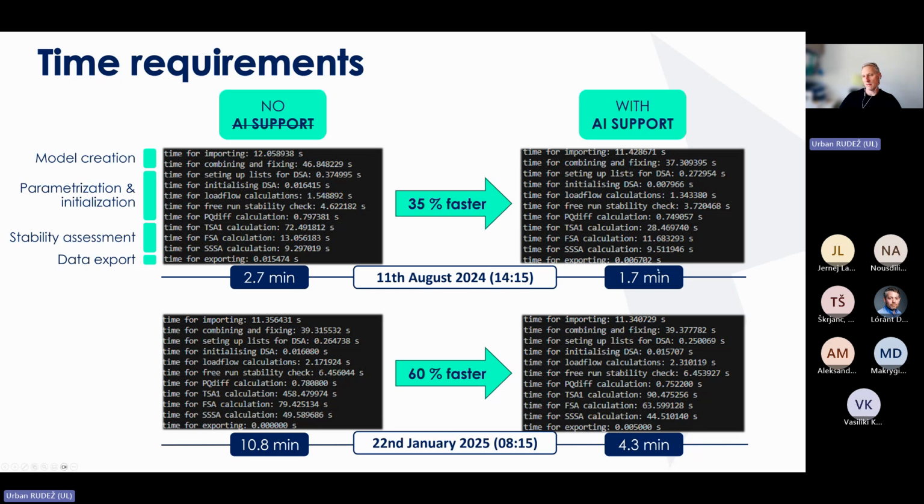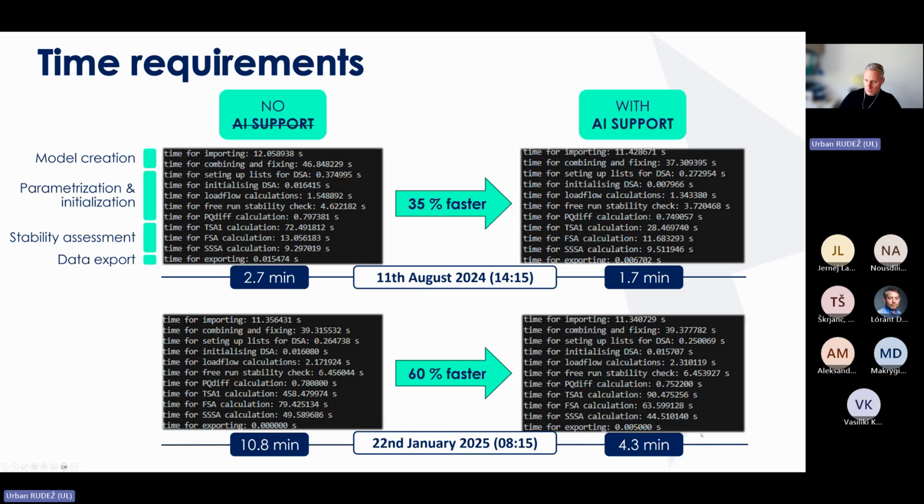we basically decrease the value by 35%. But when it comes to this complex problem, where the time domain simulations are really very time consuming, you see that without the AI, we need to wait for almost 11 minutes to get the initial results. But with AI support, we decrease this number by even 60%. So we get the results below 5 minutes.